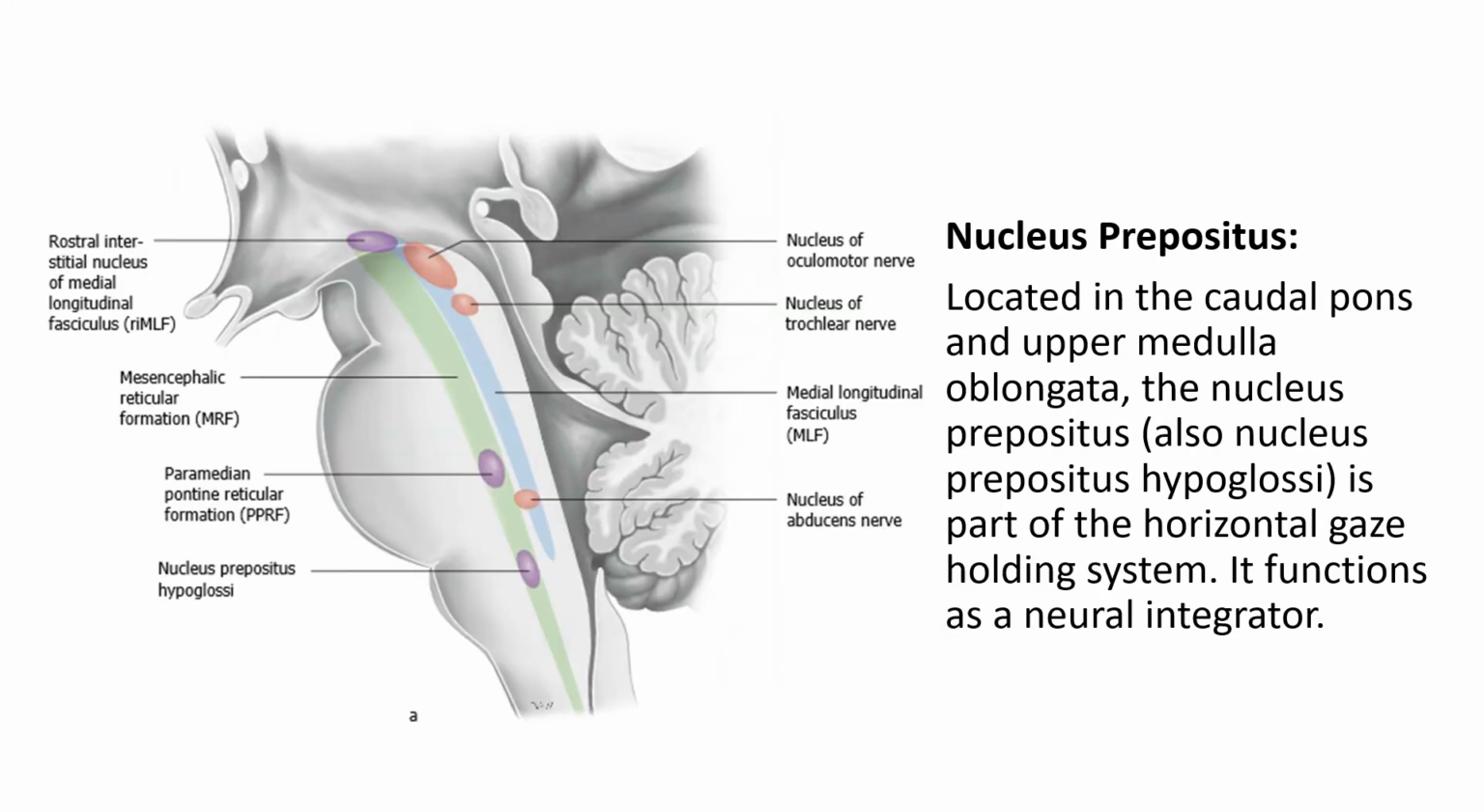Here is that nucleus prepositus located in the caudal pons and upper medulla oblongata, also called nucleus prepositus hypoglossi, so note hypoglossus, cranial nerve 12. It's part of that horizontal gaze holding system, and it functions as a neural integrator.